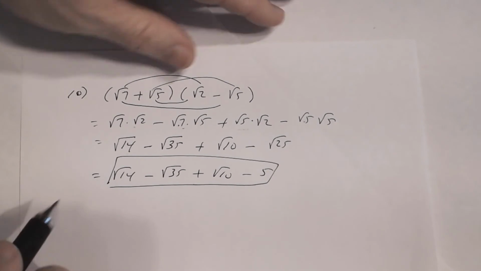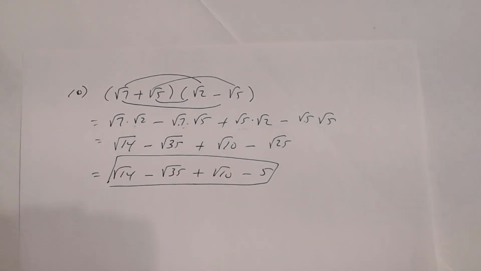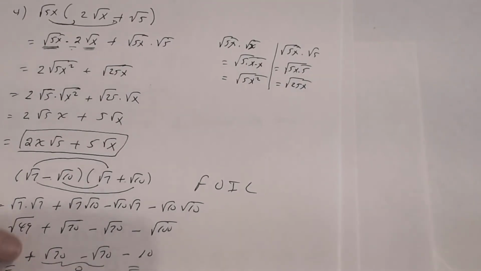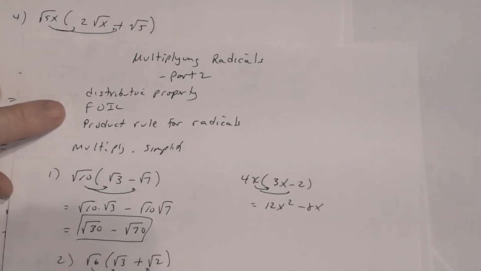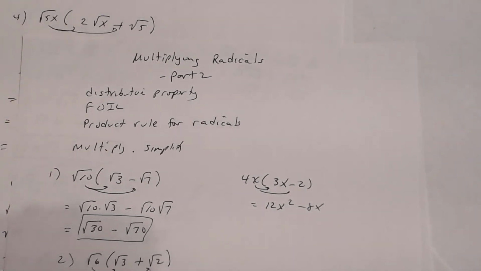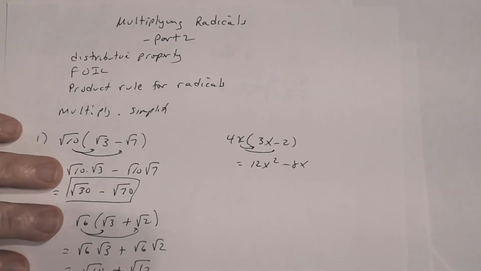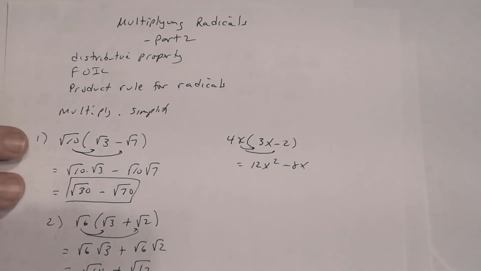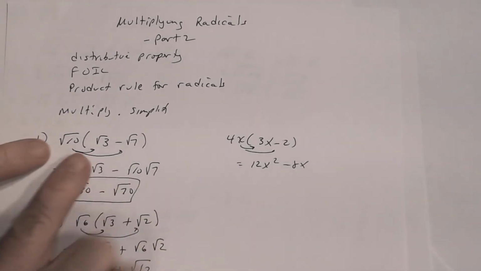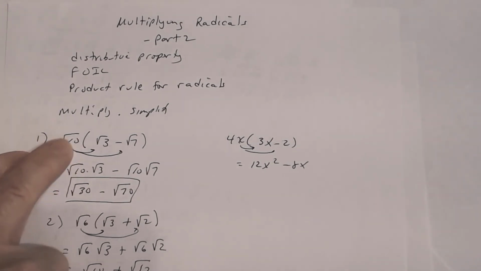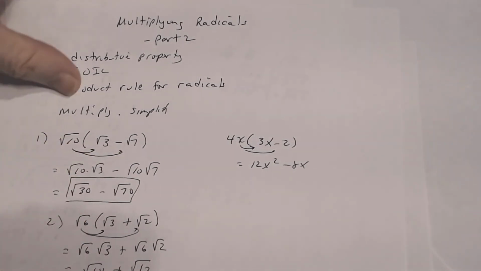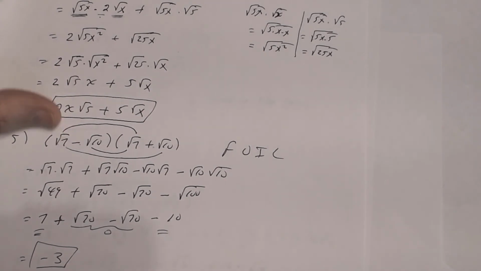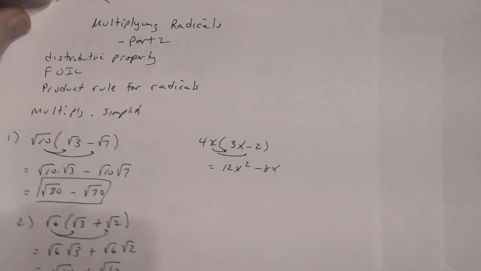Okay? So in this lesson, to multiply radicals, we had to utilize the distributive property, the FOIL method, and the product rule. All right, so that should give you enough information to understand how to multiply radicals that look like these, where you have a monomial times a binomial, or when you have 2 binomials, as we did with something like number 5. Okay? All right, so that's the end of this lesson.